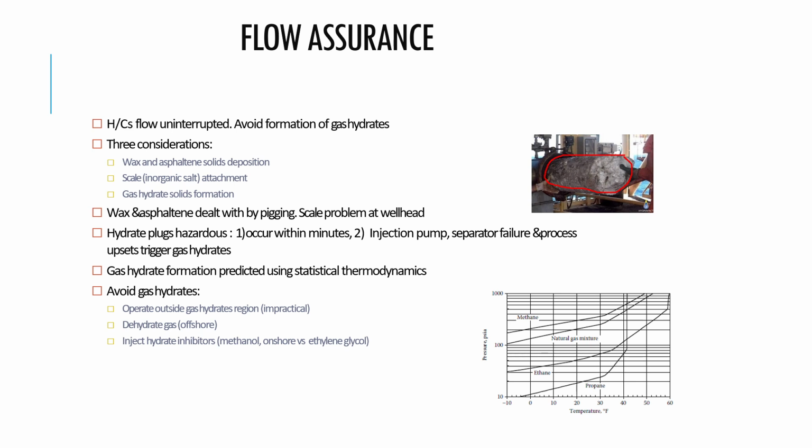The second method to avoid hydrate is dehydration, which means that we remove some of the water. And the third one is chemical treatment, where we inject hydrate inhibitors such as methanol or sometimes ethylene glycol. And this is the chart we're going to see, what we call the hydrate formation chart. This is something we're going to discuss in detail later on.